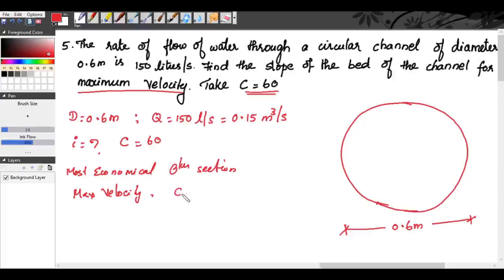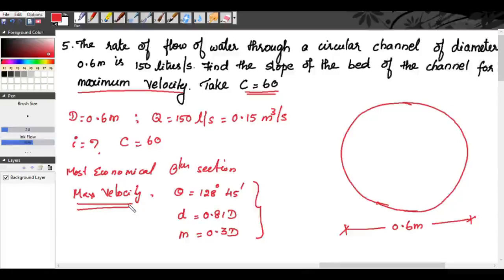The condition is theta equal to 128 degrees 45 seconds. Then the depth of flow should be equal to 0.81 times the diameter. The hydraulic mean depth M is equal to 0.3 times the diameter. So these are the conditions for the most economical circular section to have the maximum velocity.